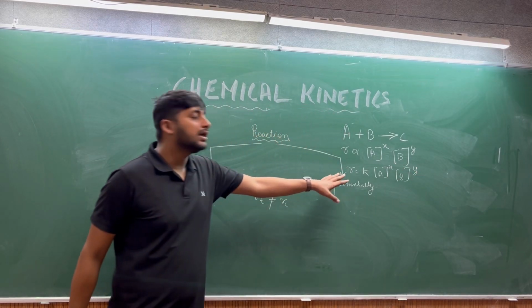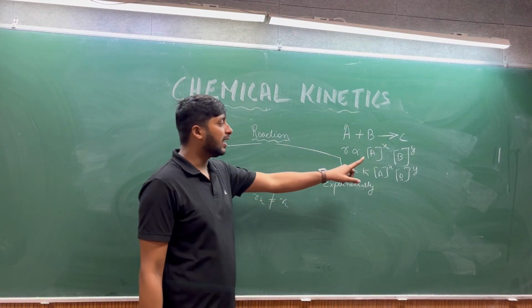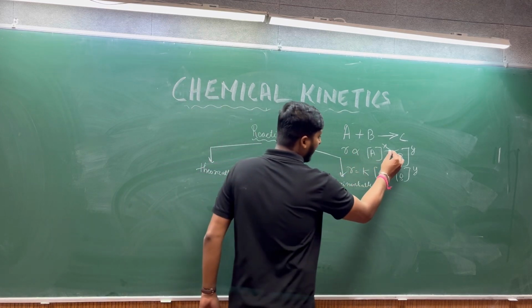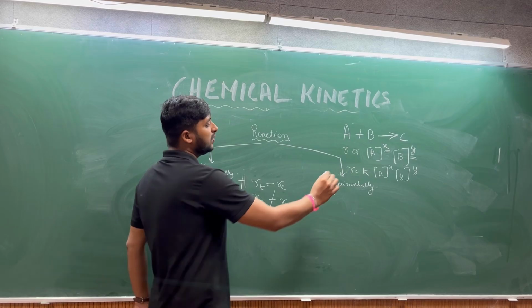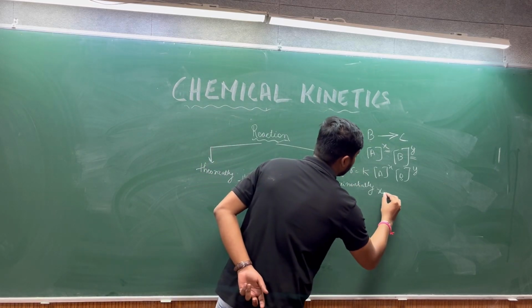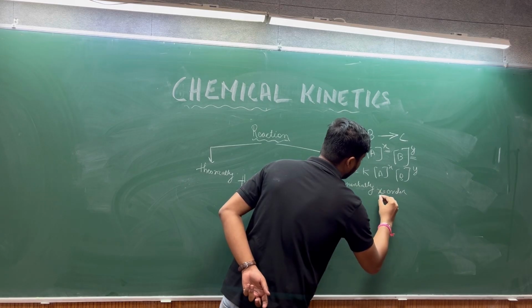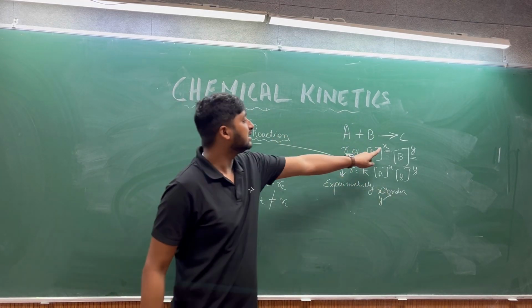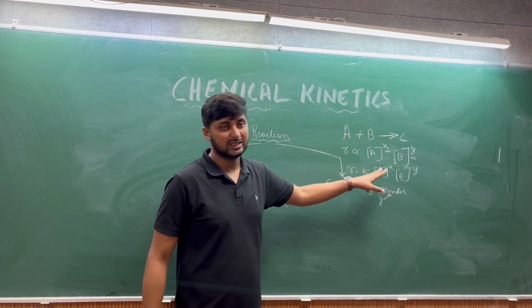Now you might be wondering what is x and y. So don't get confused, x and y are not the stoichiometric coefficients of the reactants. X and y have a different name in chemical kinetics. We call it the order of the reaction. X and y both are orders. That is, x is the order with respect to A and y is the order with respect to B.